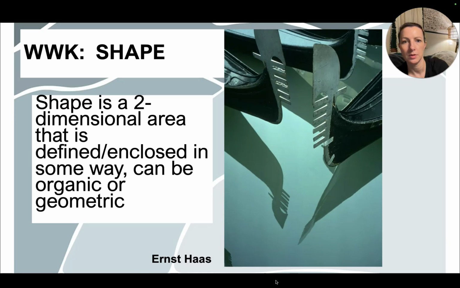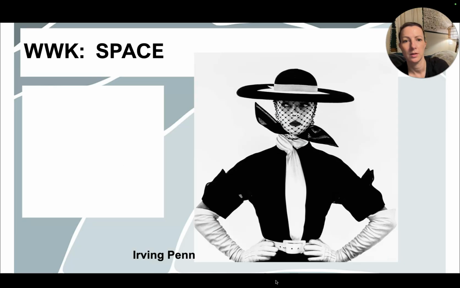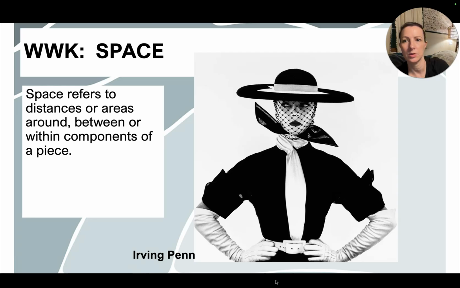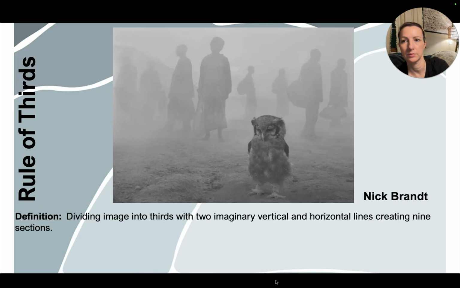Second is shape. Shape is a two-dimensional area that is defined and closed in some way. It can be organic or geometric. Then last is space. Space refers to distances or areas around, between, or within components of a piece. It can be positive or negative.